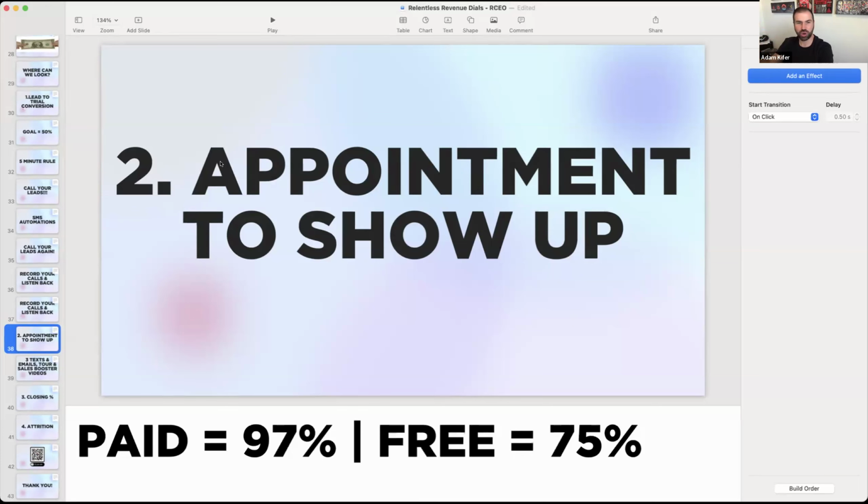Sending them testimonial videos, sending them screenshots of reviews, all of these things will increase the show up rate. The last thing I'll say on this is get a verbal confirmation from them during the confirmation process that they're going to be there. It will drastically increase your show up rate.